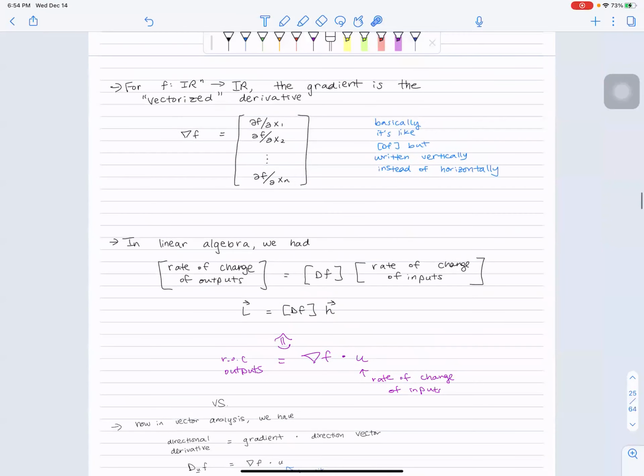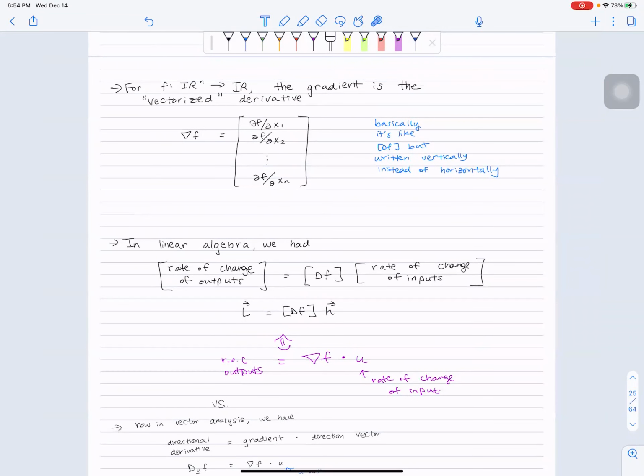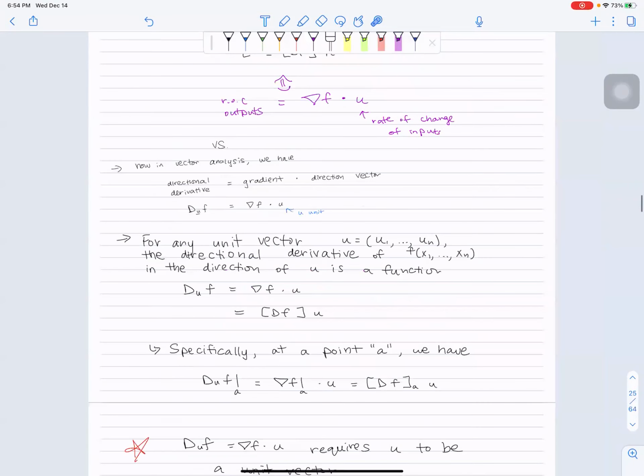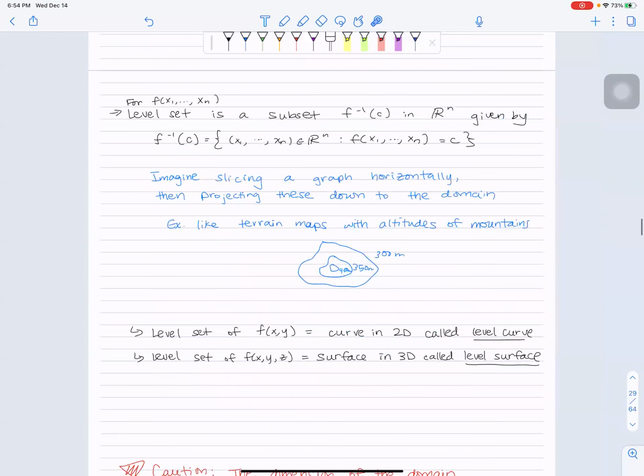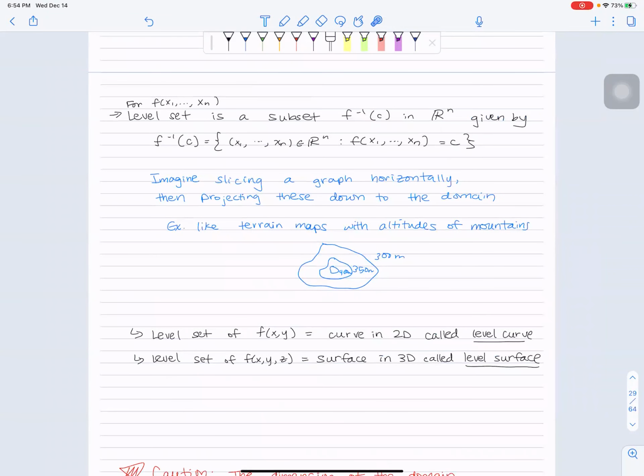Any questions so far? Okay, that's kind of all I had to say about gradients. So let me move on to level sets. What is important about level sets?